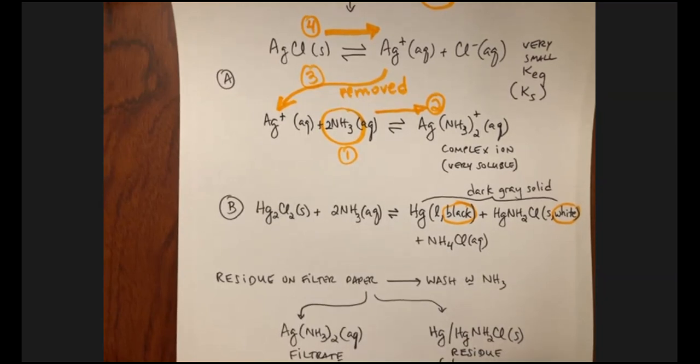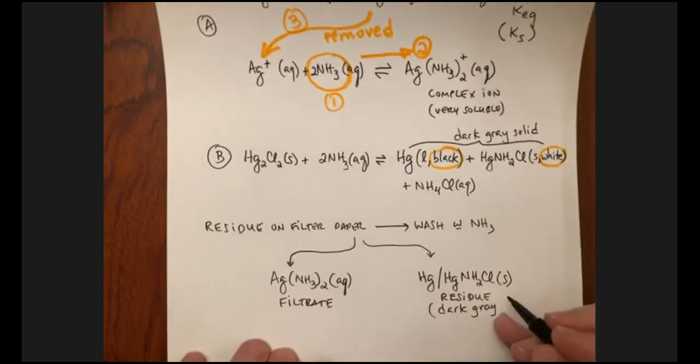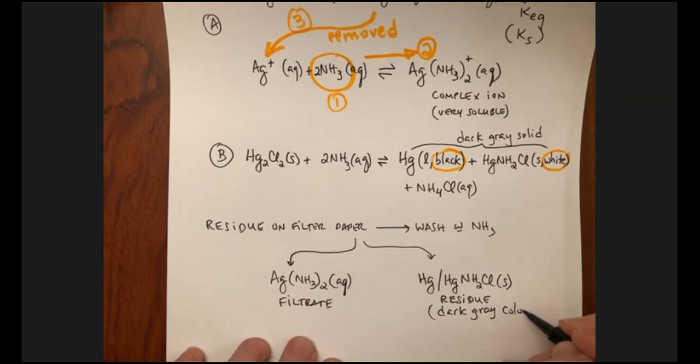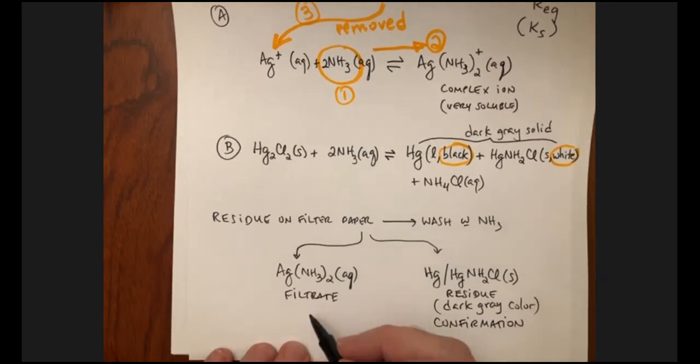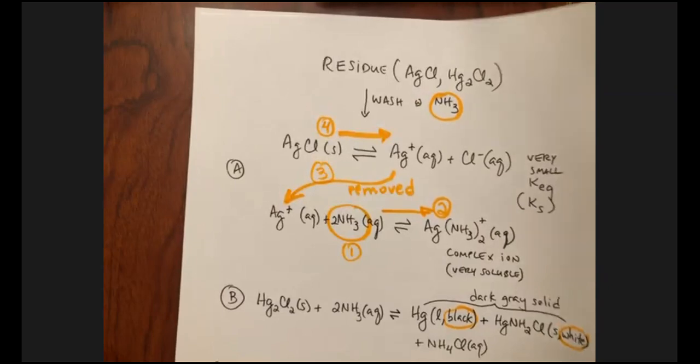It'll have a dark gray color. And that essentially is the confirmation for mercury. In terms of the silver, once we have it in the filtrate, we're going to do a confirmation for silver.